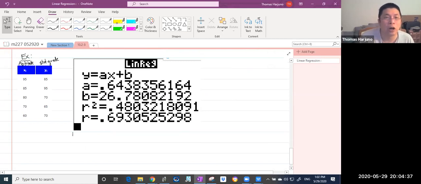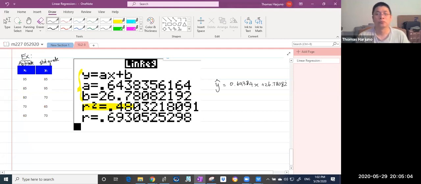Okay, so the R squared here is less than 50%. So the linear regression equation that we use here will not be as good. So y hat equals 0.64384 x plus 26 something. Okay, unfortunately the sample correlation coefficient r is 0.69305, which is not as good.